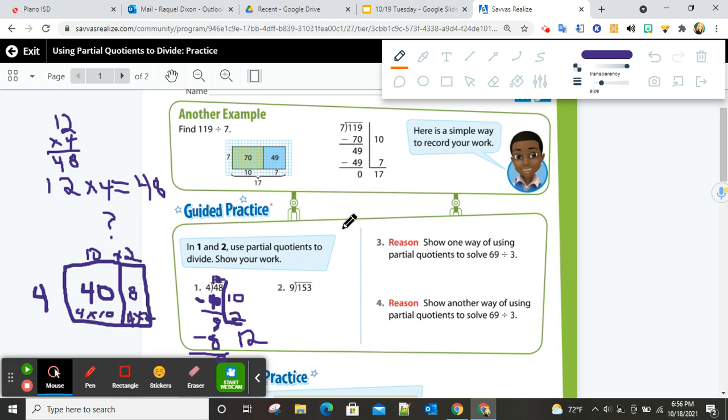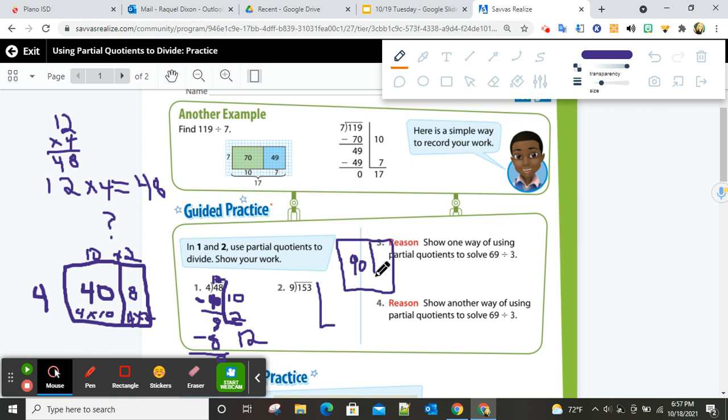So there is one of the problems for guided practice. Remember, visualizing is key to helping you solve the problem. Let's try another problem together. 9 divided into 153. So I'm just going to draw my line here, and I'm also going to draw my area model, remembering that I'm working backwards. The first thing that I'm going to do, I'm going to use a number that I know. I could estimate 9 times 10. So I'm going to start with 9 times 10, which is 90.